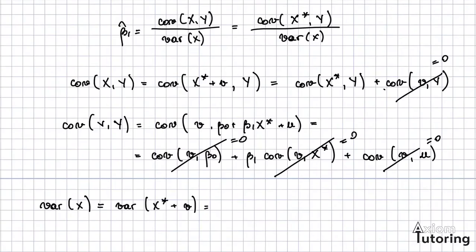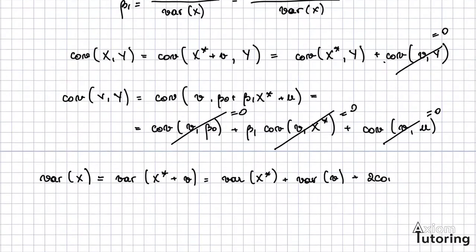We're going to use the variance rules, which means that this is equal to the variance of x star plus the variance of v. And normally we would also have two times the covariance of x star and v, but we already know that this is equal to 0, okay? So right now we're only left with variance of x being equal to variance of x star plus variance of v, okay? And this in here is also the key difference between the measurement error case in the y.